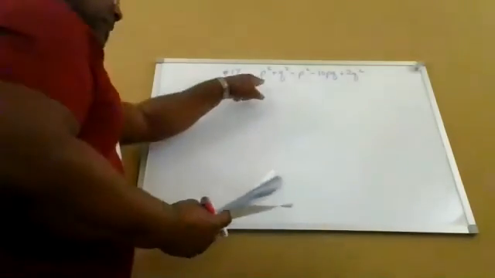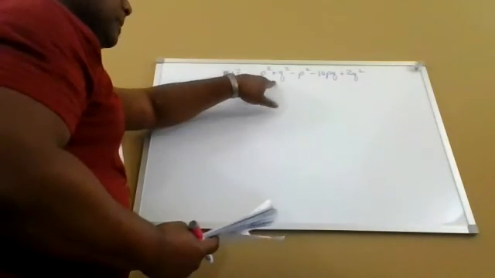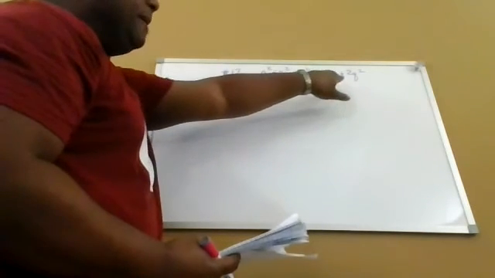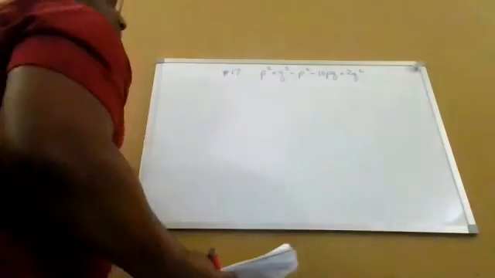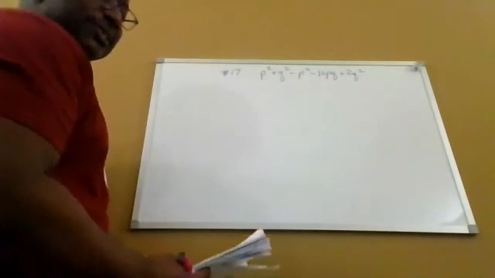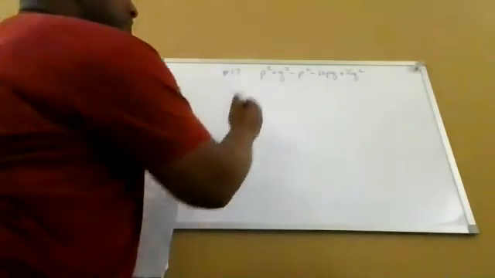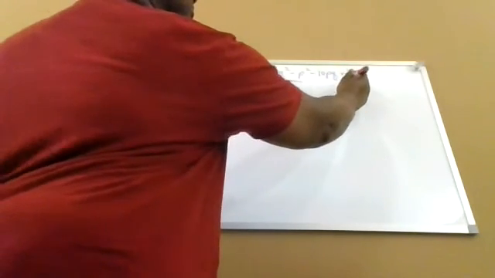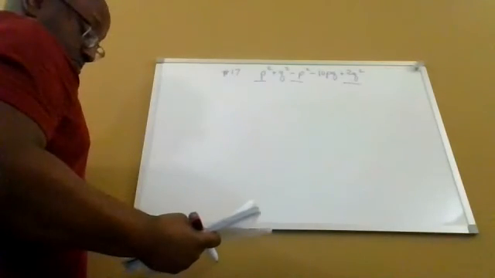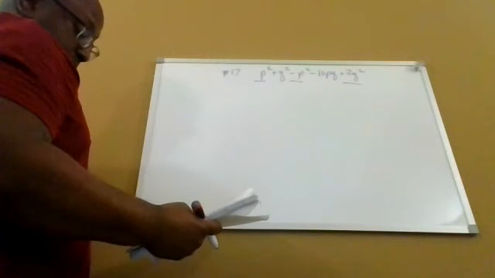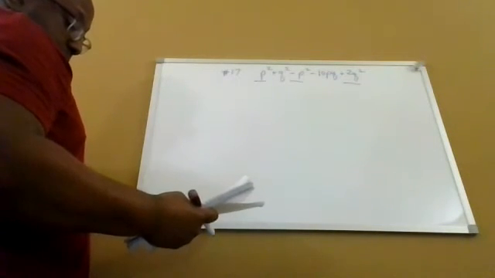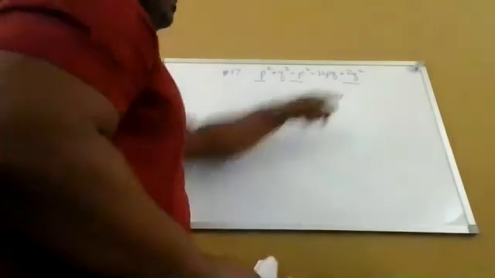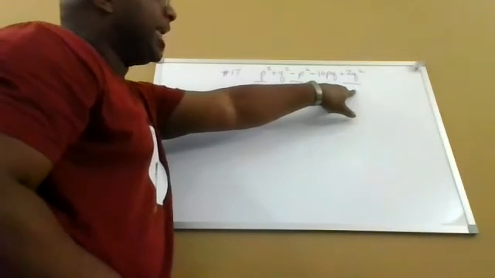Okay, so I have the polynomial p squared plus q squared minus p squared minus 10pq plus 2q squared. First, I'm going to underline everything that has a p squared as a term. That doesn't have a p squared, that has a q squared.